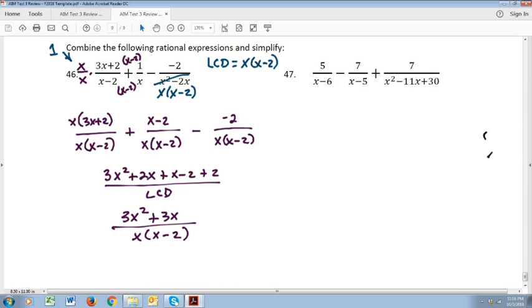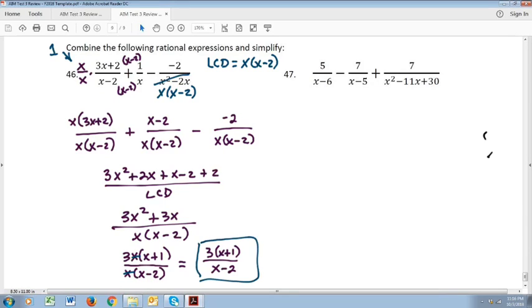So here we can factor out a 3x. It'll be 3x times x plus 1. In the denominator we have x times x minus 2. So you can see our x's cancel and we're left with 3 times the quantity x plus 1, all over x minus 2.